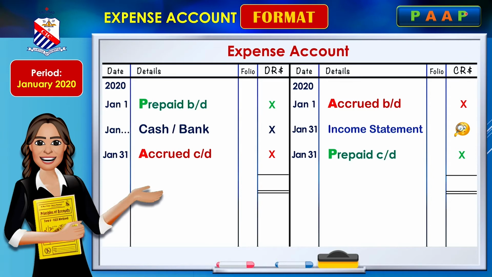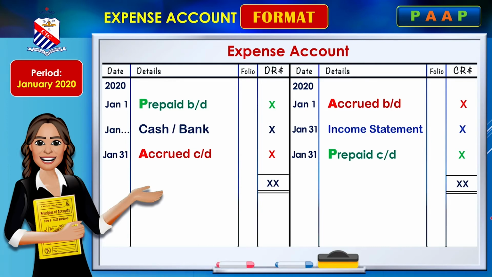If you have a missing figure, you go to the side that has the greater amount, and it's usually this side, and you just add them up and you will end up with a total, and your totals must be the same, and this will therefore be the missing figure. Oh, and there you have your PAAP, with your cash and bank and income statement in the middle there.